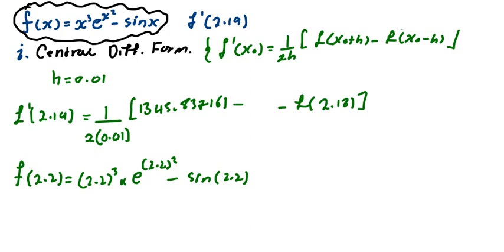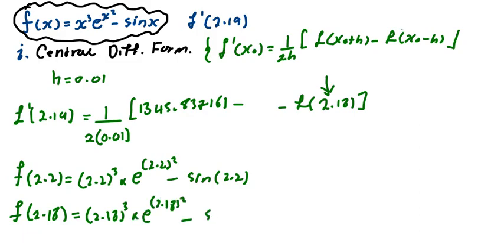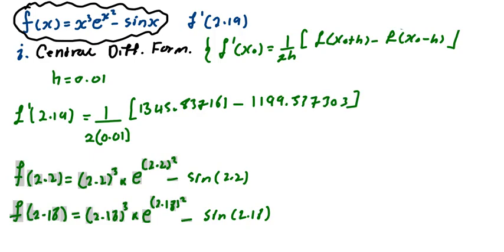Then we subtract. So if we substitute here again, f of 2.18, this would be equal to 2.18 to the power 3 multiplied by e to the power 2.18 squared minus sine 2.18, like that. So what do we now have? Here this will be 1199.537303, like this. Okay, so that's basically what we need.